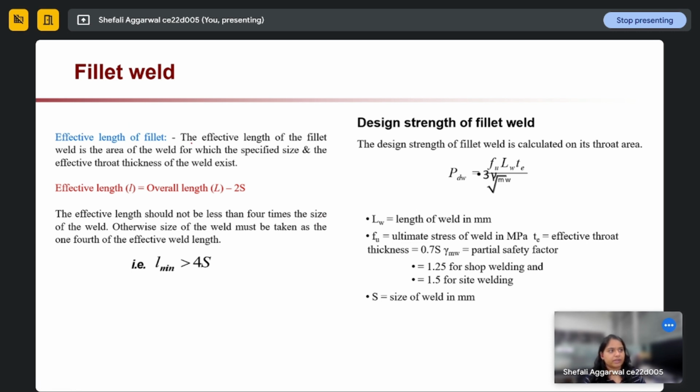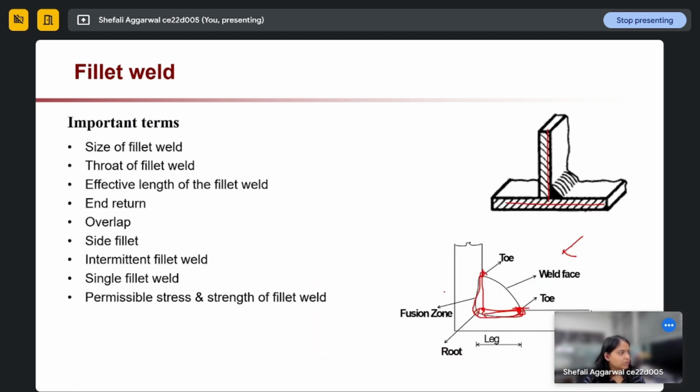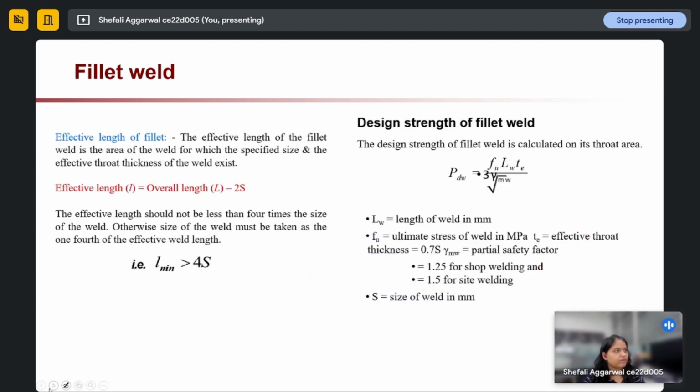Next point is the effective length of fillet. So effective length is overall length minus 2S. This is our effective length of fillet weld. So effective length will be calculated as overall length minus 2S. S, as we have seen, this part will be our S. So total length minus 2 times S will give us the effective length of fillet.